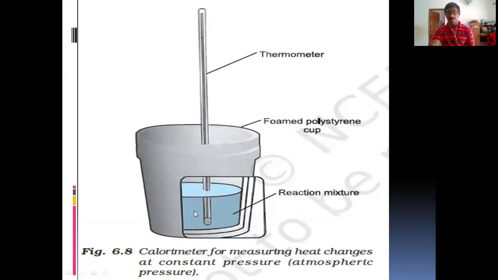When you add the required reagent and stir it continuously, the temperature will rise. If the reaction is exothermic, the temperature will rise, and finally it will become constant without change. As time passes, there may not be any change in temperature, and you have to note down that constant temperature. That will be the final temperature after the reaction. So here also we can measure delta T.